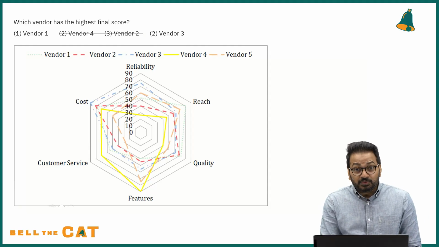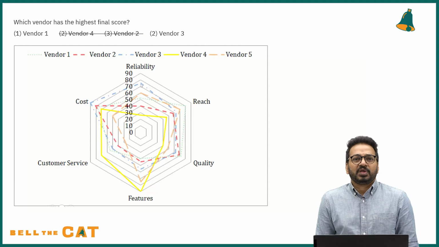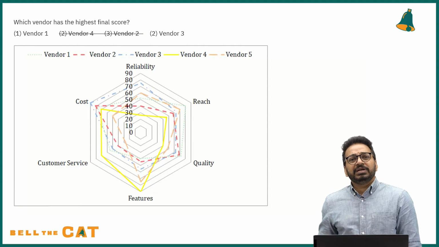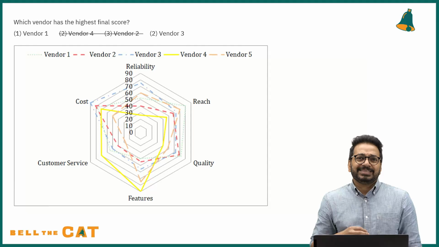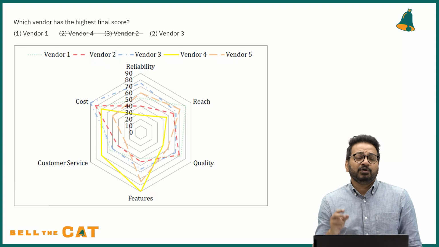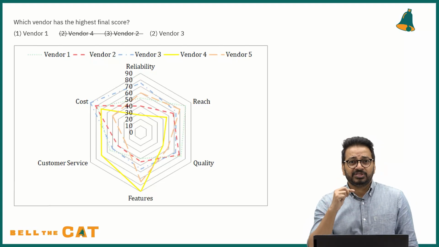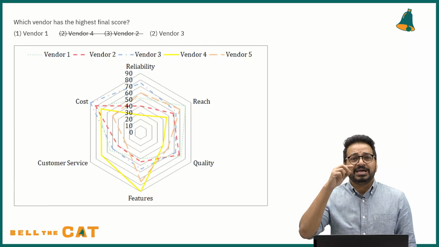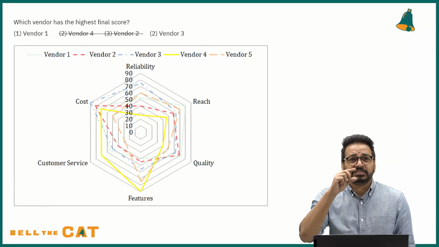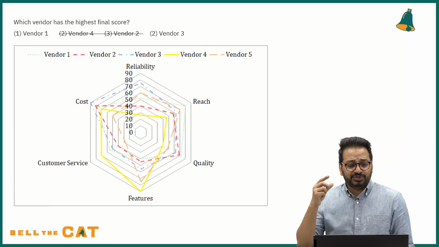Now vendor 1 is what? The green dot, and vendor 3 is what? The blue dashes. Now, should I calculate each value, calculate the totals, and then find out who has the highest final score? Not necessarily. What can I do? On every category, I know this is vendor 3, I know this is vendor 1. I can just look at the difference. Every time, is the difference positive or not?